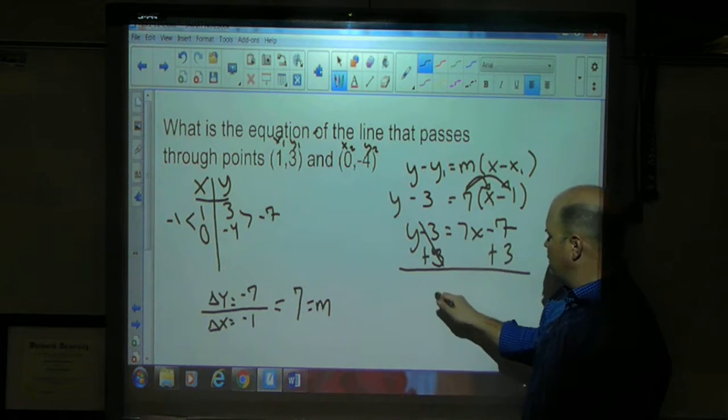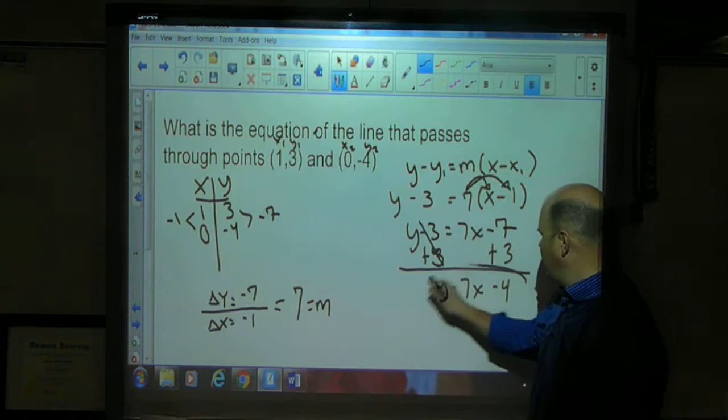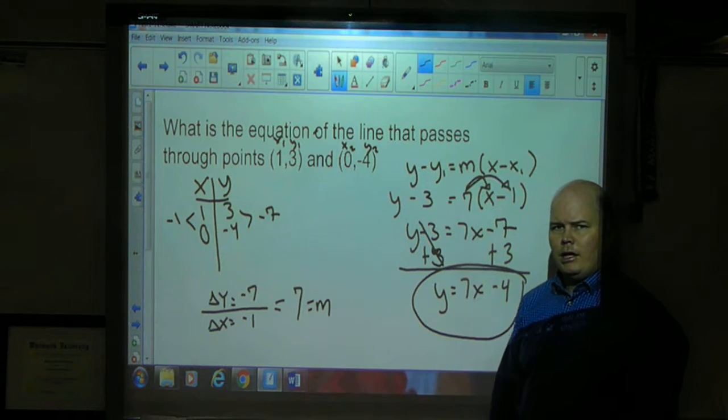Negative 3 plus 3 is 0, and I'm left with y equals 7x, and then negative 7 plus 3 is a negative 4. And now I'm at where I need to be.